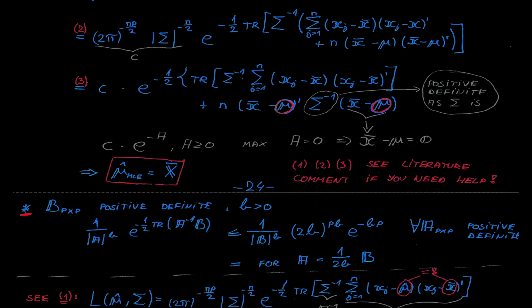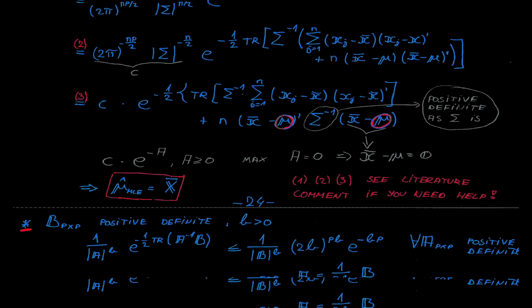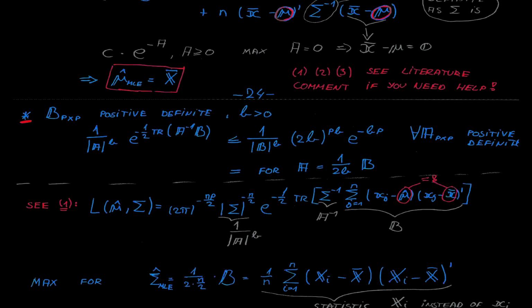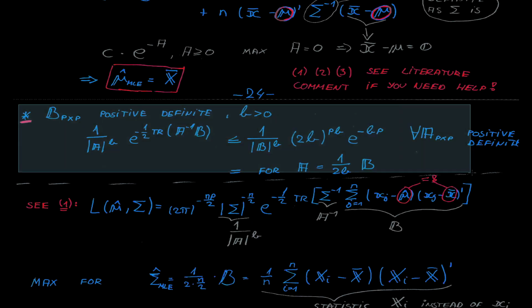So this is just the maximum likelihood estimator of the mean vector. But what is the maximum likelihood estimator of our sigma, of our covariance matrix? Well, to prove that, we will need a theorem or a lemma to help us prove it. Okay, so that lemma or theorem without a proof is given here.